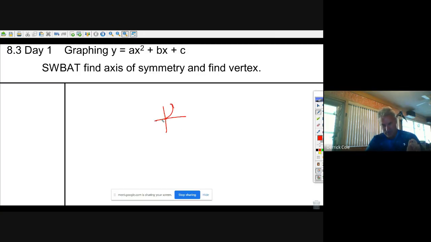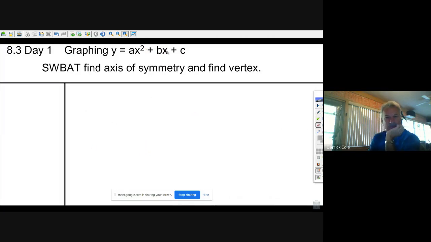Okay, that's ax squared. What did c do to it? Moved it up, moved it down. Okay, moved it up or down. But always along this x-axis, right, or y-axis, right? So what do you think the bx does? We're going to find out, all right? Any ideas? Moves it left or right. Okay, so this bx is going to determine left or right movement.